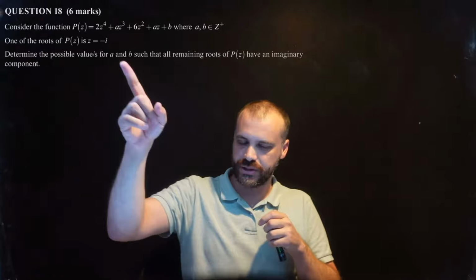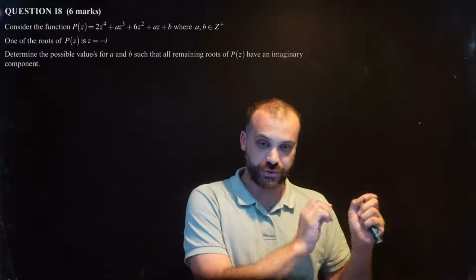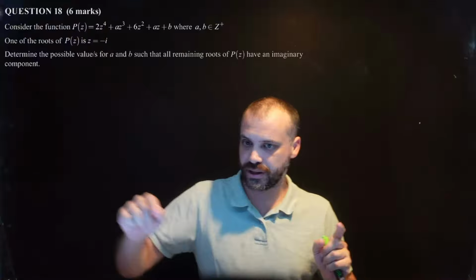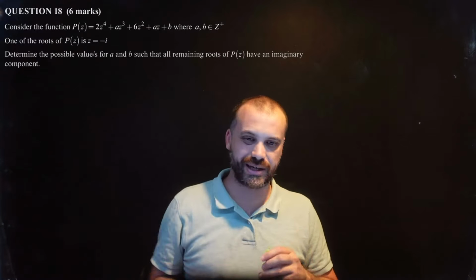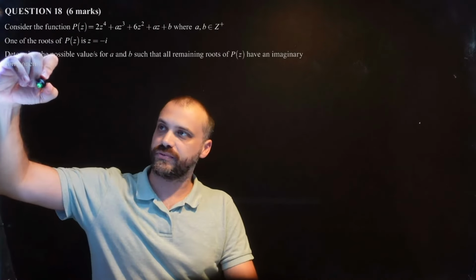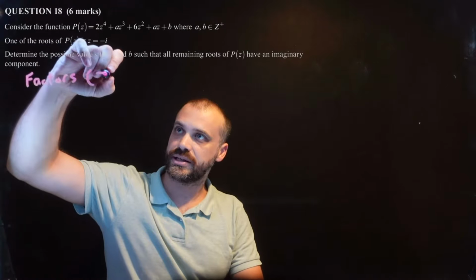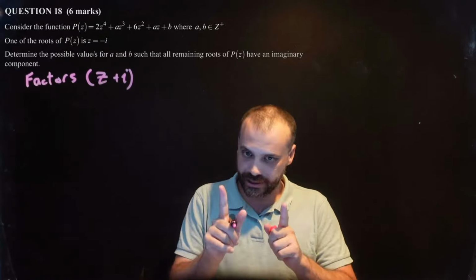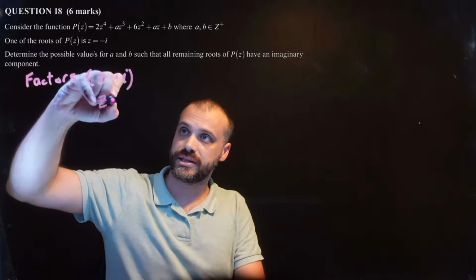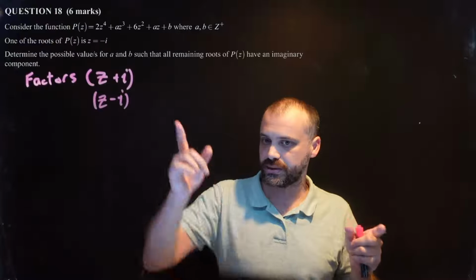That's good, because if you've got real coefficients in your polynomial, then the conjugate root theorem is in play. What do I mean by that? Well, it says here that one of the roots of P(z) is z equals negative i. That means that one of the factors is z plus i. But because the conjugate root theorem is in play, it means another one of the factors is z minus i. So great, I know so much about this polynomial already.